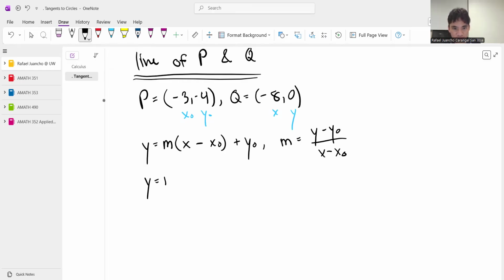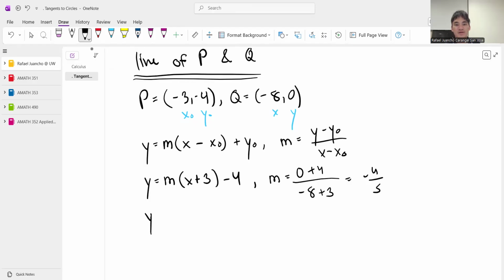So we know my y. I don't know my m, and x is a given. Y naught is plus 3, and then minus 4. Yes. Now I just need to find my m. So my m is y, 0, minus y naught, which is plus 4, over x, -8, plus 3, that's -4 over 5. So my answer for the line is going to be like this.